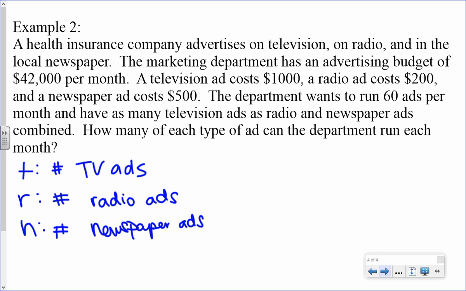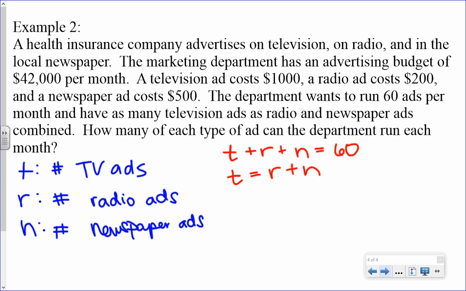Pod 5, give me one equation. T plus R plus N equals what? There are 60 total ads, and so together they need to add up to be 60. Awesome. Pod 4, give me a second one. T equals R plus N. The number of TV ads equal the radio and newspaper combined. Do you agree with that? Okay, excellent.